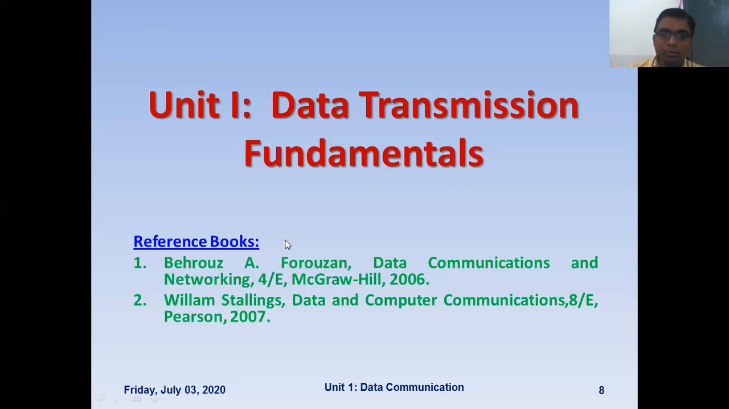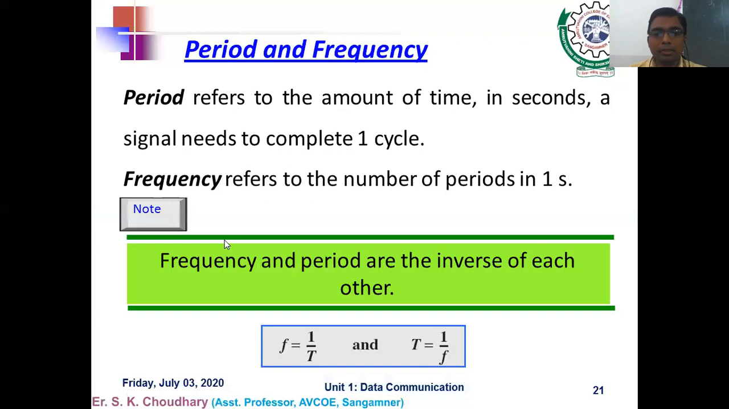Now we move to our actual topic. We have learned in the last lecture data transmission concepts and terminology, and in the same area we had reached period and frequency. So we have defined the period. Am I audible to all of you? Yes, sir. Okay. So what is the period?